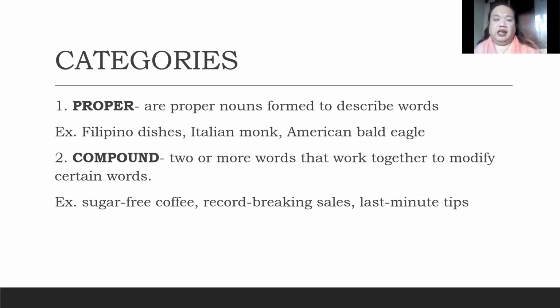Second category is a compound adjective. It is a compound adjective because it consists of two or more words. And one strategy in order to combine or merge those words, we're using the punctuation mark hyphen. Example, sugar-free. It's composed of two words and separated by a hyphen, but it's considered as one word. So sugar-free coffee, sugar-free modifies your coffee, record-breaking sales, record-breaking modifies your sales, and last-minute tips, last-minute modifies your noun tips.